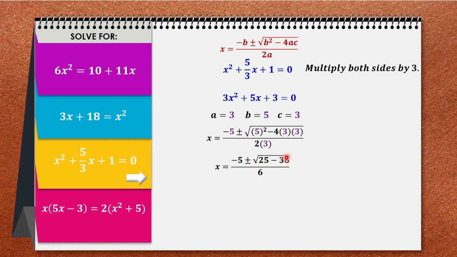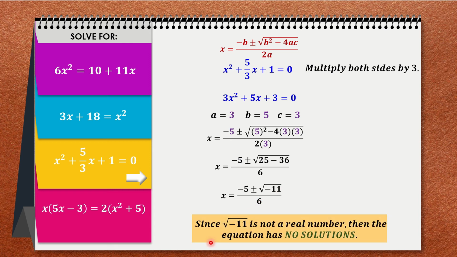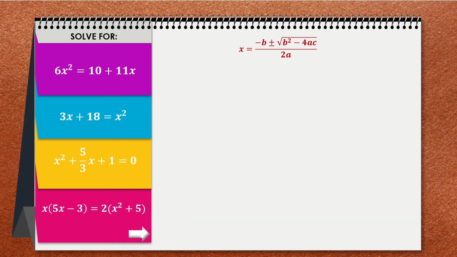Simplify the radicals here. So we got negative 5 plus minus square root of negative 11 over 6. Since the square root of negative 11 is not a real number, then the equation has no solutions. Okay, let us move on with our last example.